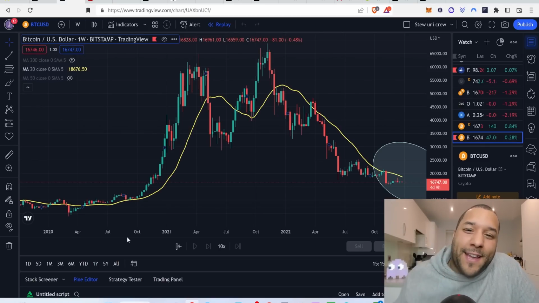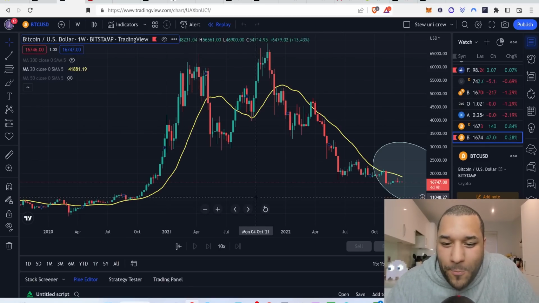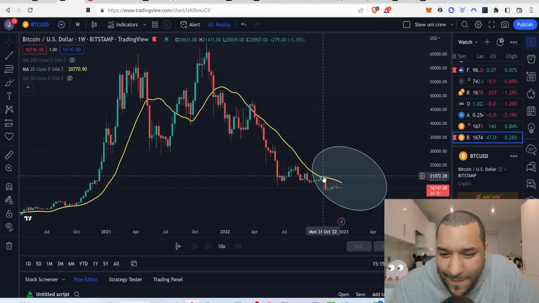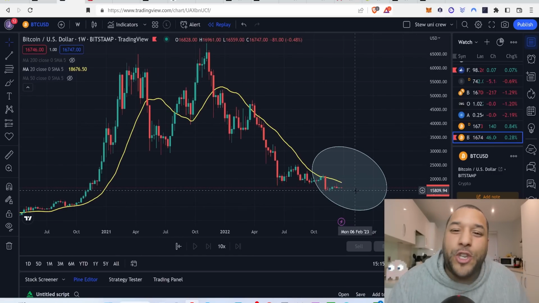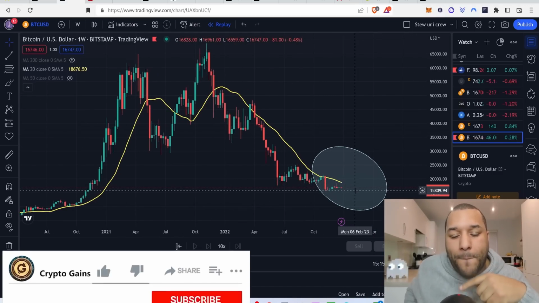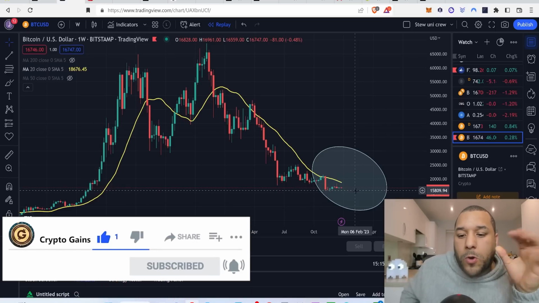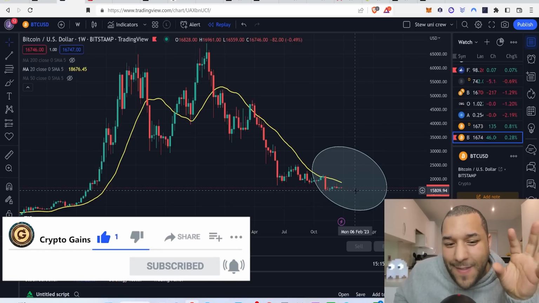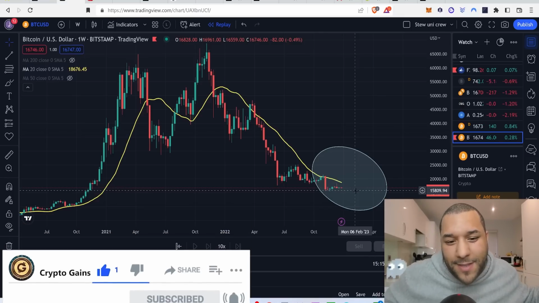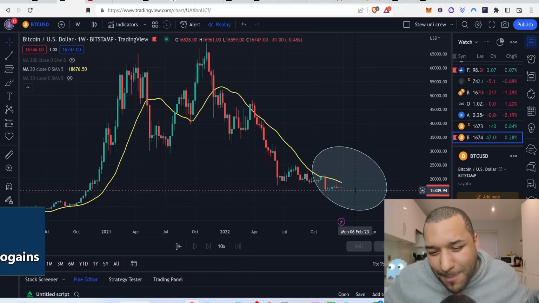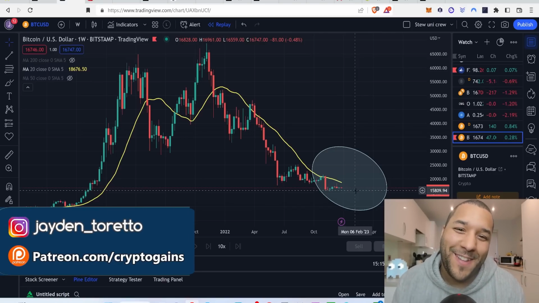What do you think is going to happen when we finally break this yellow line? Do you think we're going to fall down more? Because we very well could do. Or do you think when we break this yellow line, just like what happened in the past, we're going to see prices go absolutely parabolic? Drop your comments. Let me know.